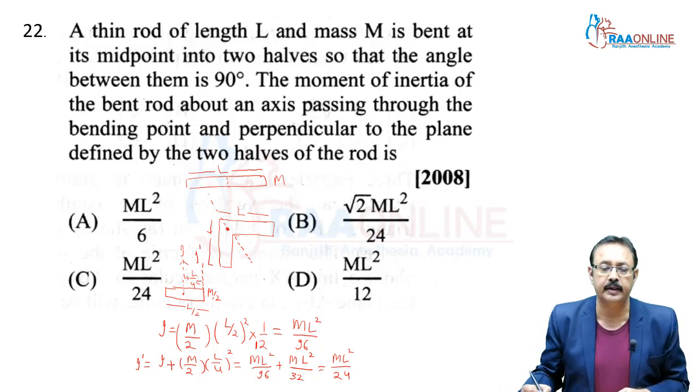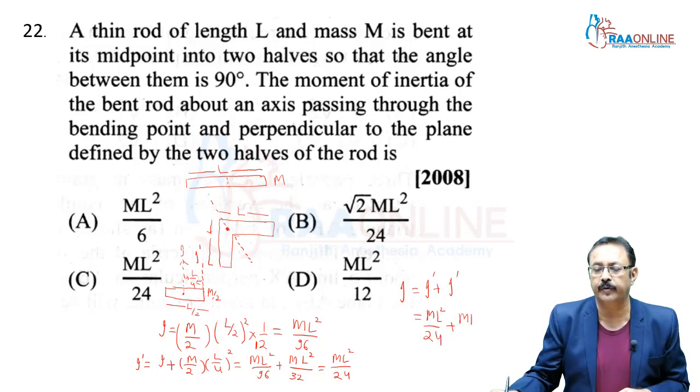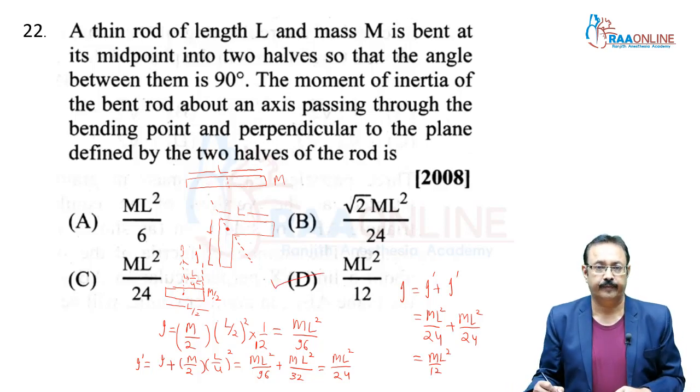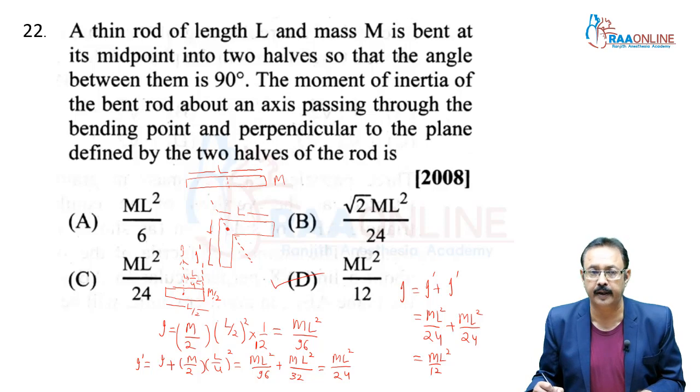We have two pieces, and for both it is the same. So the total moment of inertia is the sum of both halves, ml square by 24 plus ml square by 24. So what we are getting finally, 2 ml square by 24, means ml square by 12. So we are getting option D. So D option was correct.